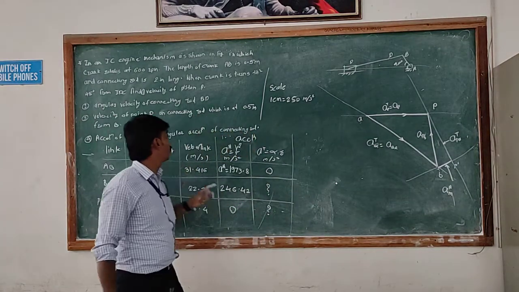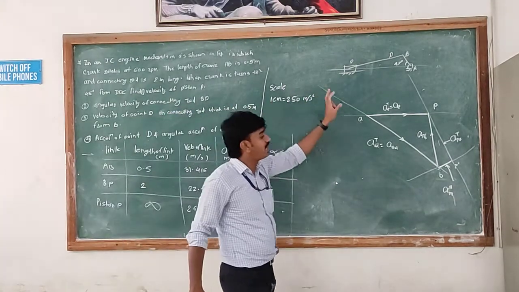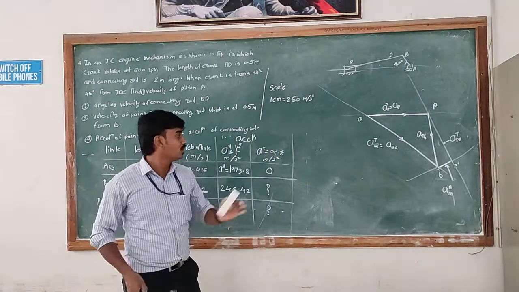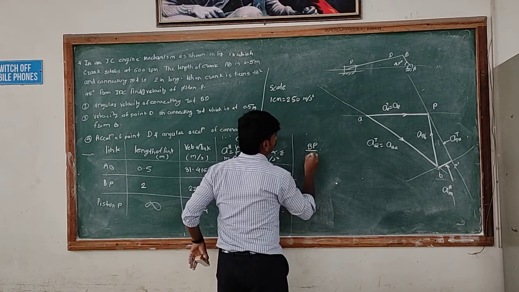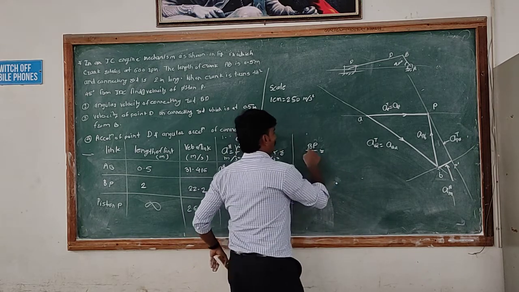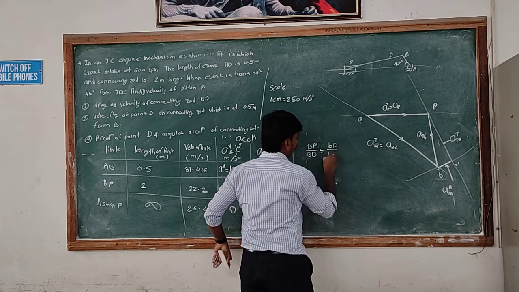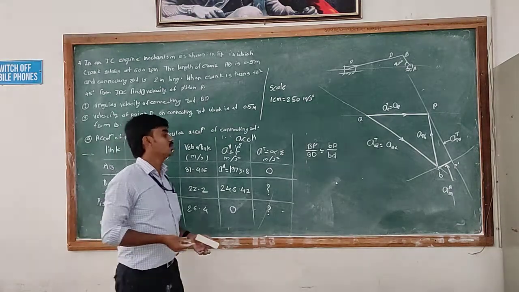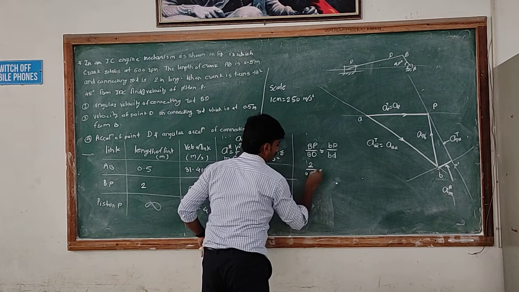But we have to show the point D. Where will point D lie? The point D will lie on this vector, but what is its exact position? By using the relation BP upon BD in the acceleration diagram, we have BP equal to 2 meter and BD equal to 0.5 meter.